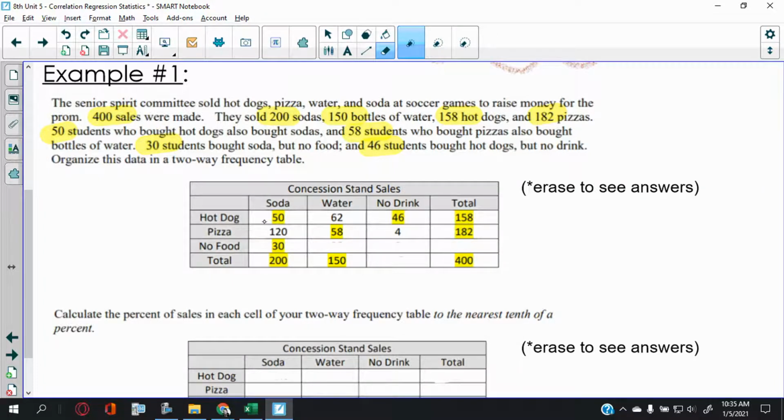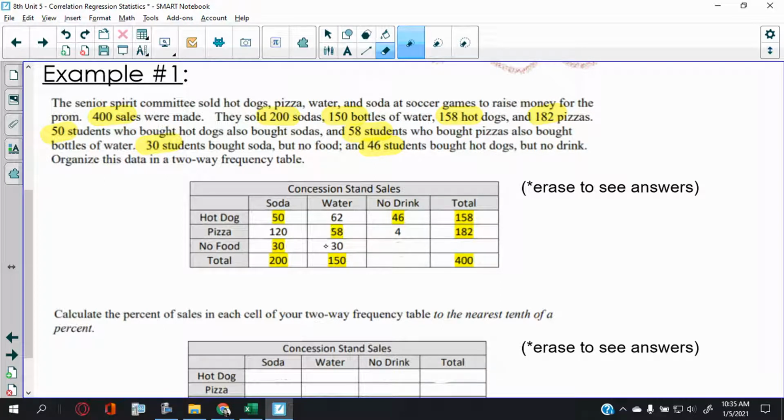All right, so now what else do I need to know right now? Oh, this one, right? Water with hot dog, 62. Pizza with water, 58. Water with no food, right? How many? Yeah, subtract it from 150, right? You see, so far so good, right?